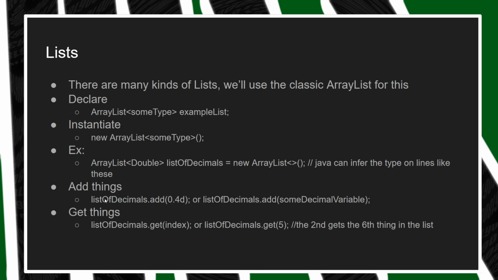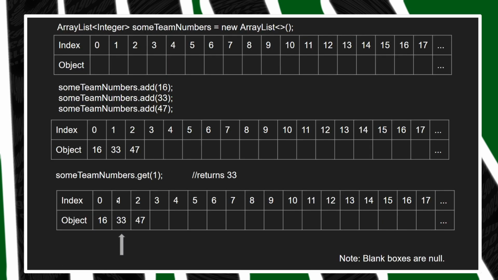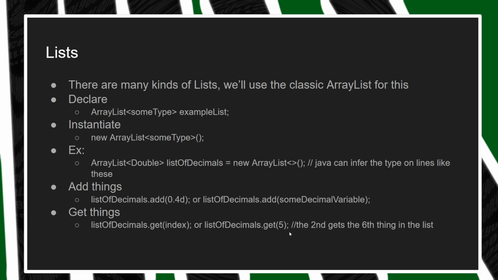So you have this new list. If you want to put something in the list, you do the name of the array dot add, and then whatever object you want to put in that list; it has to match the type that you set up here. So, some decimal variable, we're assuming that that's a double. If you want to get things out of the list, remember how I was explaining how they have like a PO box number or a locker number? You put that in the parentheses and that will get you back that object.